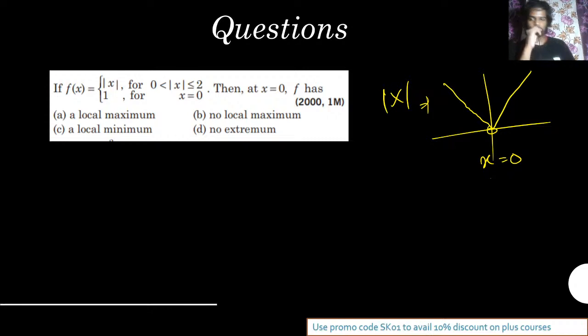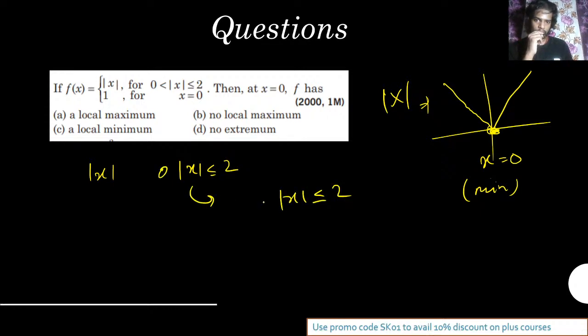fine. So in this question, I'm going to draw the graph and then see whether it has a maxima or minima. For a simple modulus function, it has a minima at x equal to 0. Now for mod x, when mod x lies between 0 and 2, if you unfold it, you will get x lying between 2 and minus 2. But 0 is not included, so x not equal to 0. Okay, so x lies between minus 2 and 2 but not equal to 0, and the value is 1 when x equal to 0. So this is the graph.